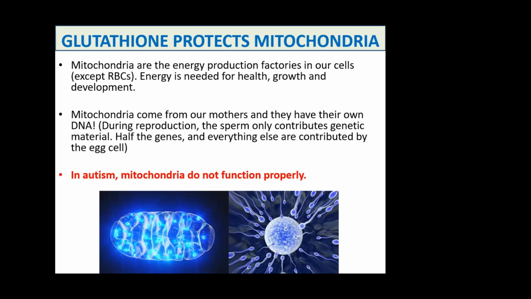Mitochondria come from our mothers and they have their own DNA. During reproduction, the sperm only contributes genetic material, half the genes, and everything else is contributed by the egg cell, including the mitochondria. In autism, mitochondria do not function properly. So this one you can blame the mothers, because mitochondria only come from the mothers.